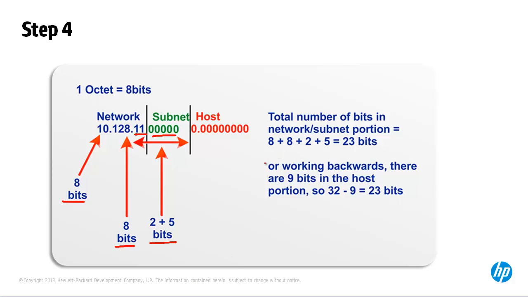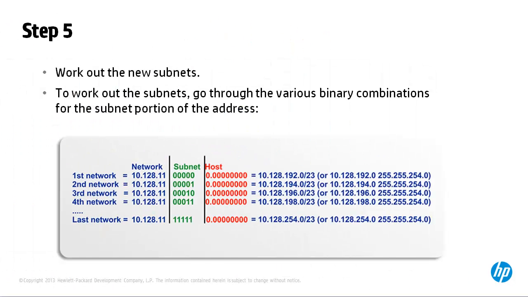So the total number of bits is 8 bits plus 8 bits plus 2 bits plus 5 bits, which is 23 bits. So the network portion is now /23. Or if you're working backwards, 32-bit IP address minus 9 bits, 8 bits in the last octet, plus 1 bit in the third octet is 9, gives us 23 bits. So it's now possible to work out the new subnets.